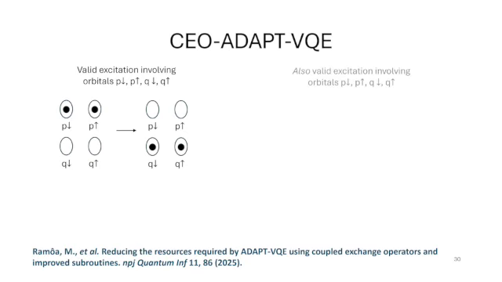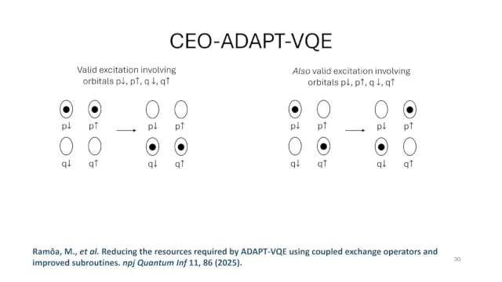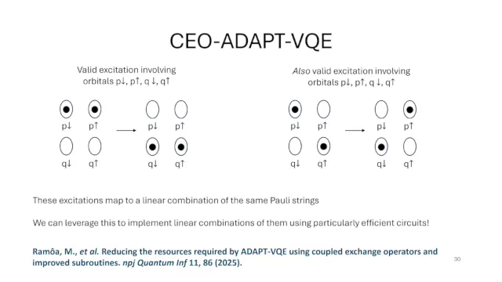desirable properties. But considering the same set of excitations, we also have another valid excitation that moves 2 electrons from orbitals P up, P down, and Q up to P up and Q down. So this is also a valid excitation. The interesting part is that these 2 excitations map to a linear combination of the same Pauli strings. And if you use particularly well-constructed circuit structures, you can leverage this to implement algorithms using fewer gates than you need if you didn't consider this linear combination.